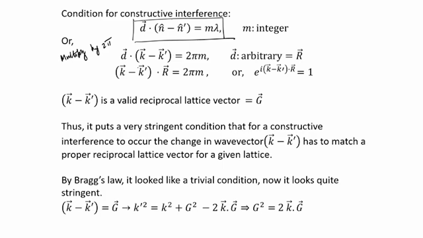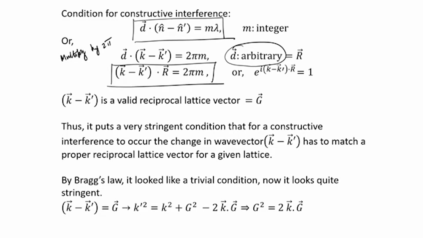So, k is equal to 2 pi over lambda. We multiply it by 2 pi and absorb this lambda on the left hand side. So, we have k minus k prime dot r. d is nothing but r, basically r is a direct lattice vector, which we have written as d. Why have we written d to begin with? Because d is arbitrary. d is an arbitrary vector in real space. It can be a direct lattice vector, which is what we have defined as r. So, because d can be anything, d can be equal to r. So, we have this relation, k minus k prime dot r equal to 2 pi m.